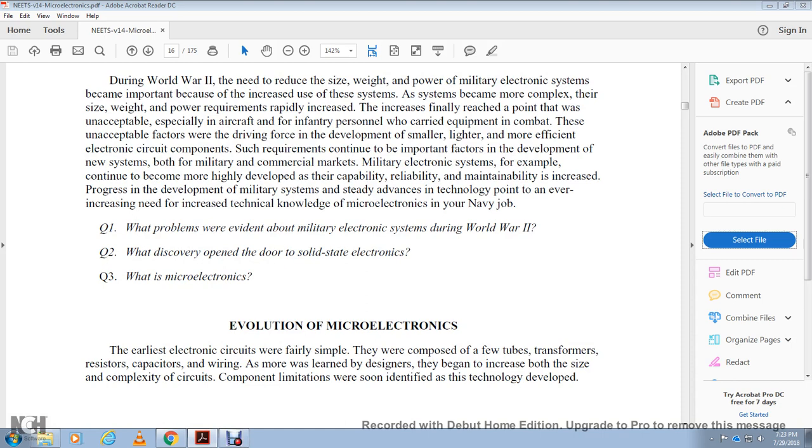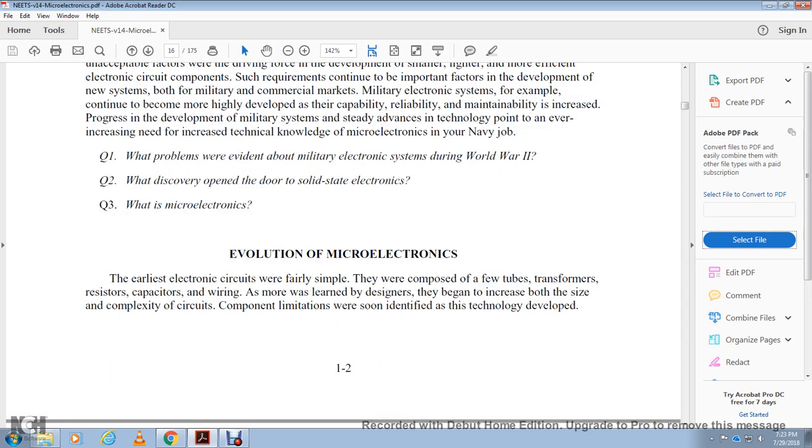The earliest electronic circuits were relatively simple, composed of a few tubes, transformers, resistors, and capacitors. Wiring them was left to the designer. As the complexity of the circuit and its components increased, the limitations of the technology became apparent.